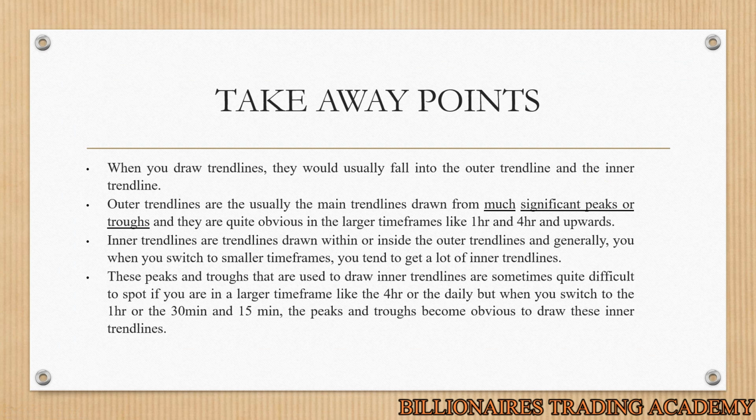So what are the takeaway points? When you draw trend lines, they would usually fall into outer trend lines as well as inner trend lines. The outer trend lines are the ones that are more significant and are drawn on higher time frames. They show you the overall movement of the market, and the inner trend lines are those that are smaller movements, usually on lower time frames, maybe the 15 minute time frame, 30 minute time frame, right?